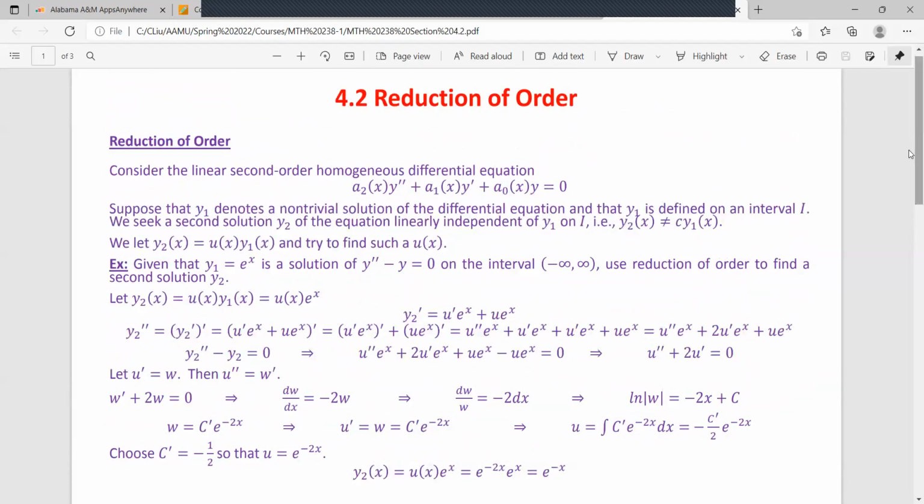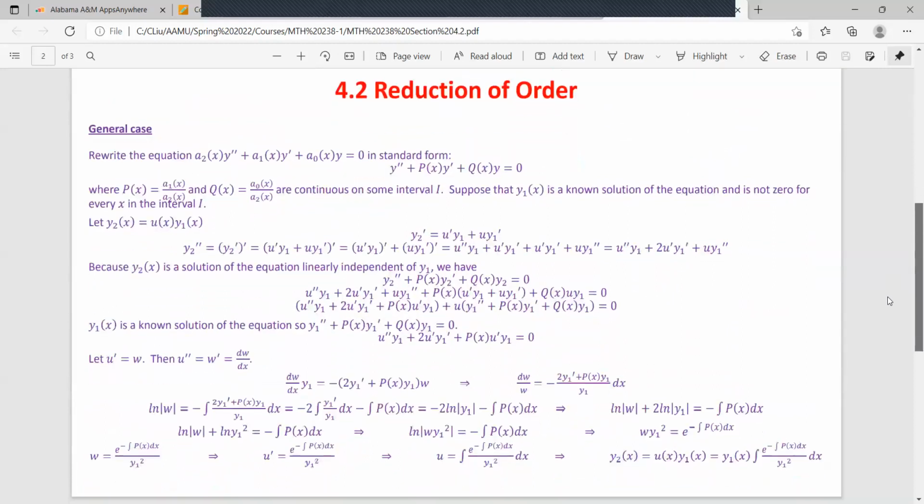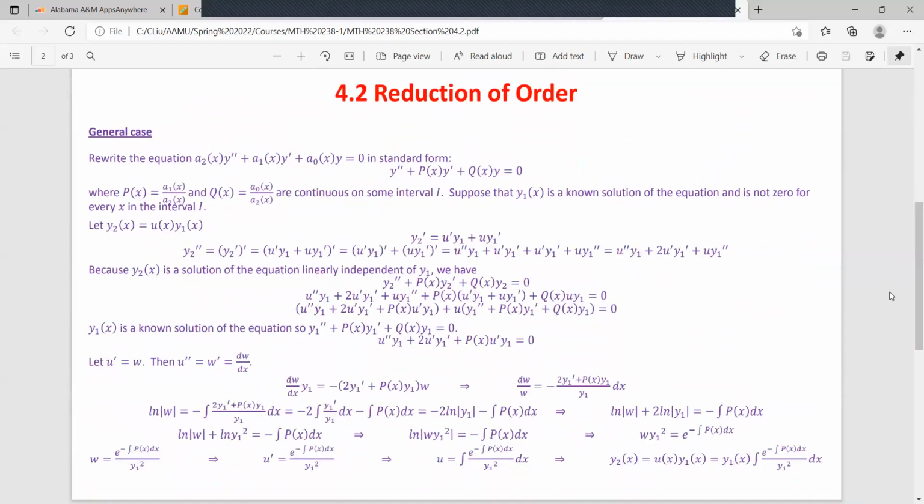Okay, so from this example, we can actually see this kind of procedure can be applied to a general homogeneous second order linear differential equation. So let's build a general theory for the reduction of order in a second order linear homogeneous differential equation. So this is the general case.